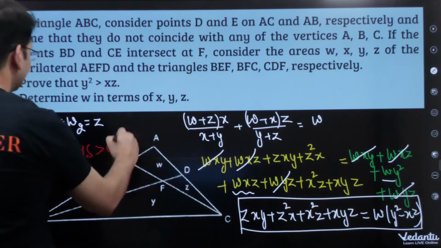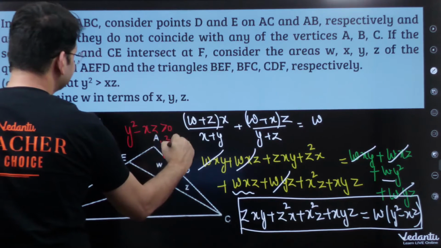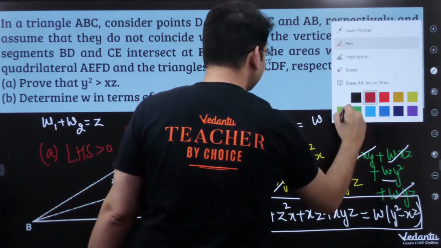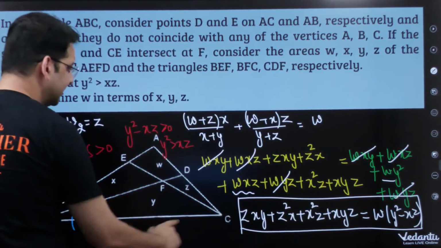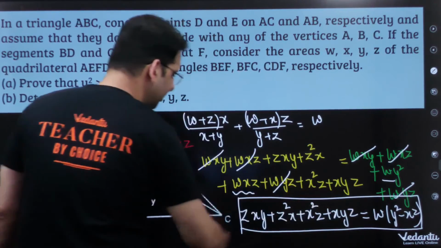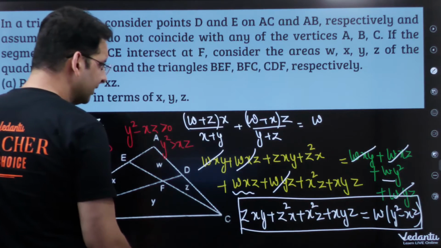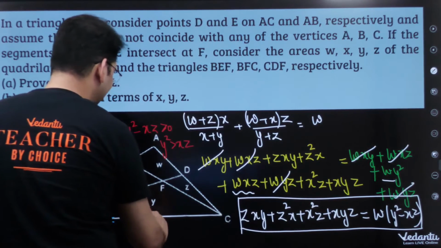So that would mean y square minus xz is positive, giving us y square is greater than xz. And again, I think the second part is also done. Second part was w in terms of x, y, z. So again, w is going to be this whole upon y square minus xz. So w, I think what I can do is take xz common just to simplify.